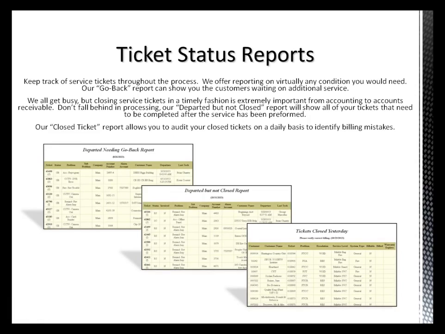We also have a series of ticket status reports that we can look at different values and indications within the ticket queue where we can notify different people within your organization to let you know that there are certain conditions that arise. For instance, you have a series of calls that need go-back appointments or a series of calls that have been departed but not closed. So if you're getting behind on invoicing your service tickets, but you've collected the information, this is a way to remind you that these tickets need to be sent off to billing.